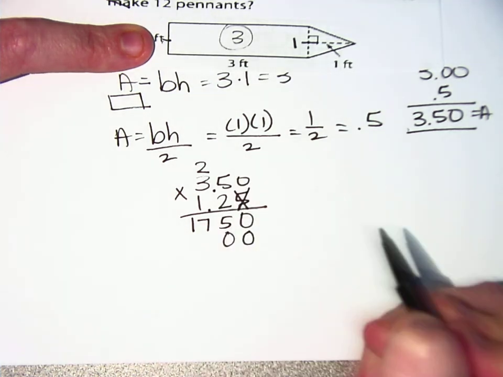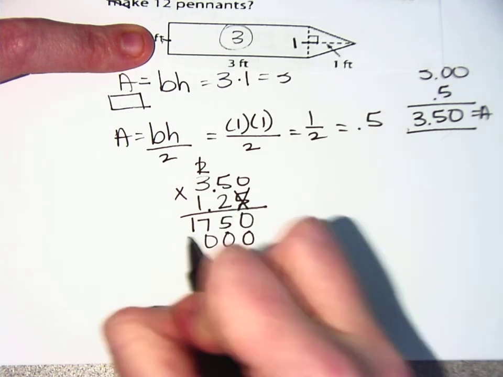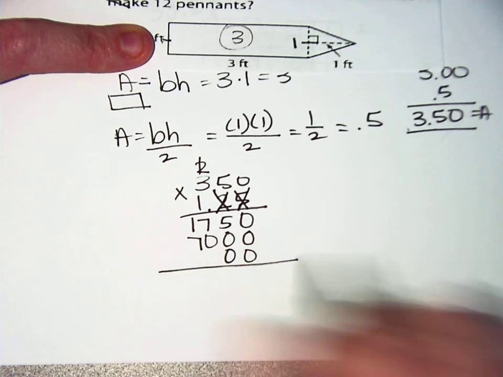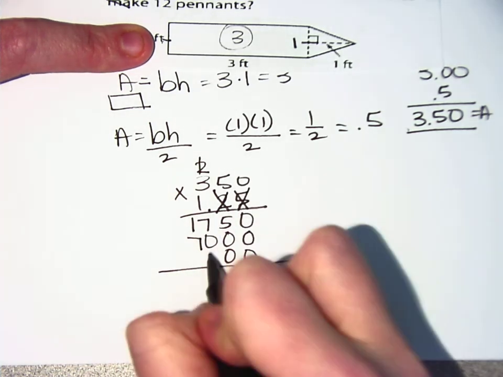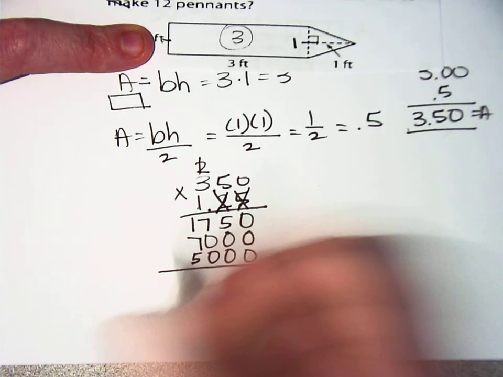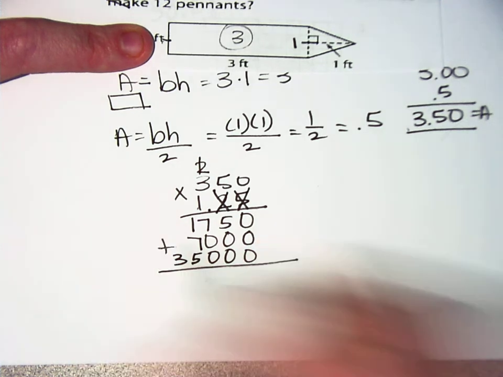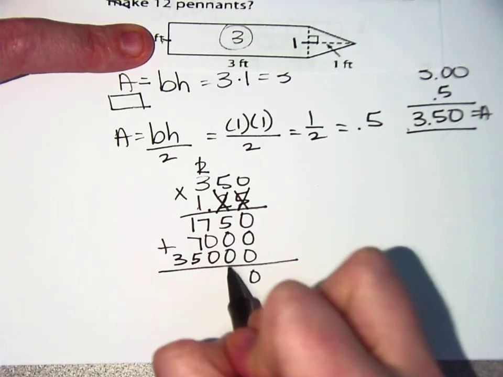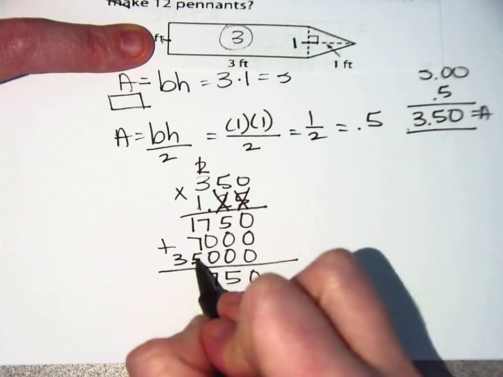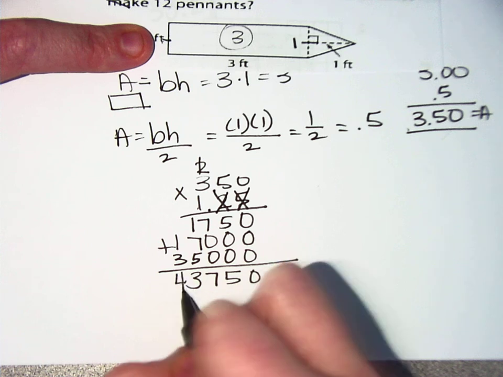2 times 0 is 0. 2 times 5 is 10. 2 times 3 is 6, plus 1 is 7. I'm done with my 2, so now I'm going to add 2 zeros, and then I'm going to be done. 1 times 0 is 0. 1 times 5 is 5, and 1 times 3 is 3. Now we're just going to add all these together. So this is 0, this is 5, this is 7. 7 plus 5 is 12, plus 1 is 13. 3 plus 1 is 4.